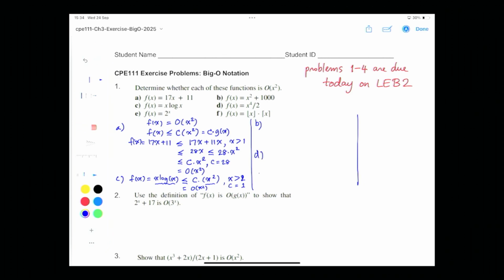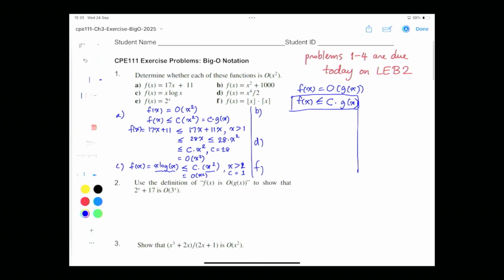B, D, F, something like that. So we just have to be strict on the definition. This one, right? That is a constant times g(x). Find a constant c and k. And you can check that the result will mainly be based on the largest term of the function.